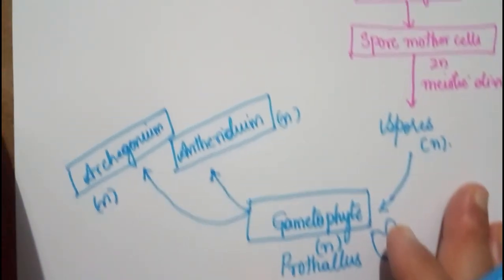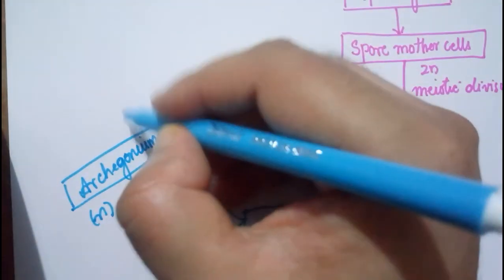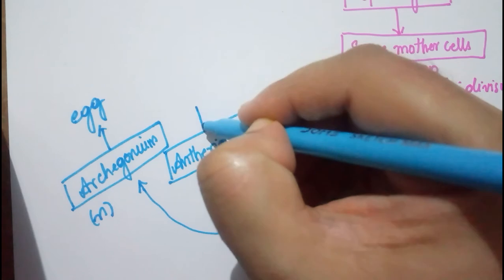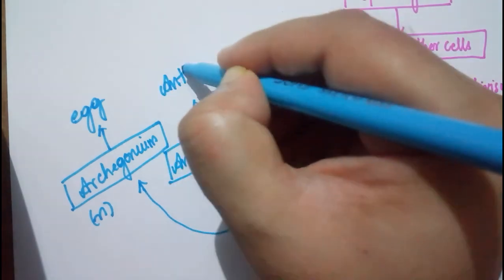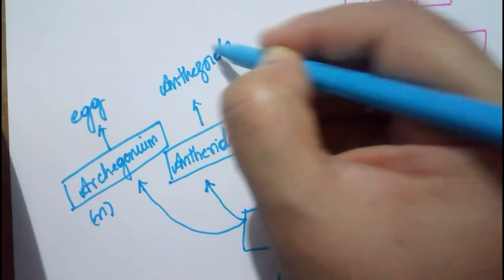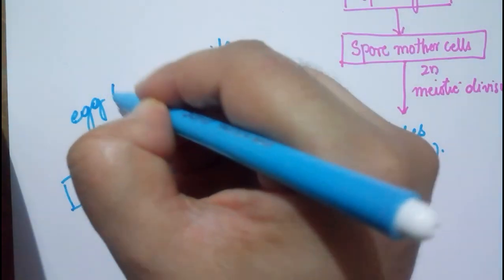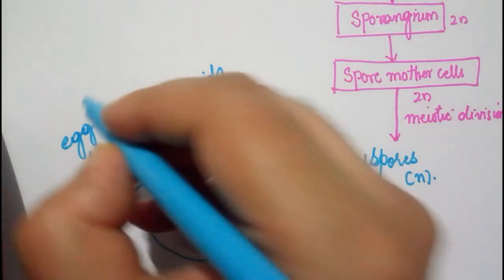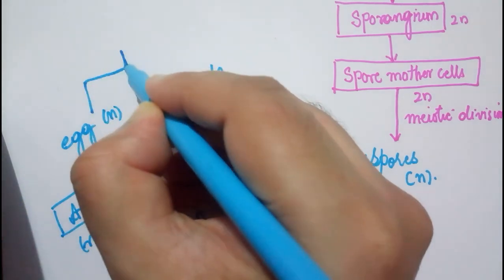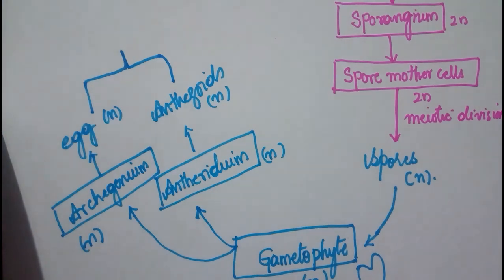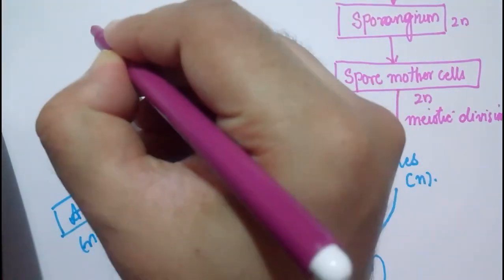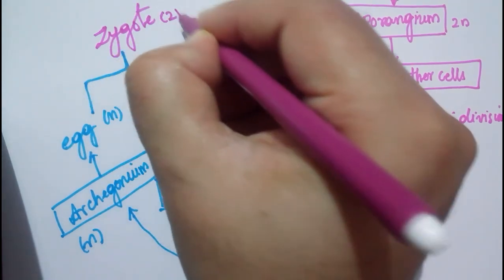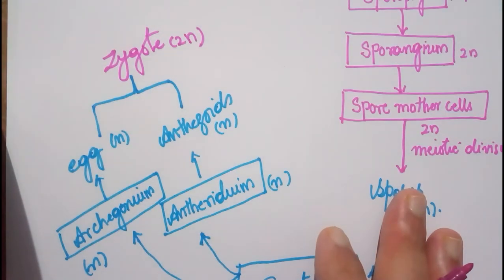Archegonium is going to produce the egg cell, and the antheridium is going to produce the antherozoids, also called sperms. This is haploid and this is also haploid. Now both of them will fuse. Antherozoids and the egg will fuse, and it will result in the formation of a diploid structure called the zygote. So zygote is diploid.